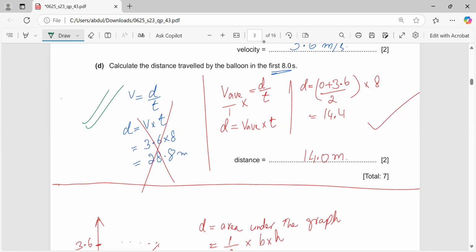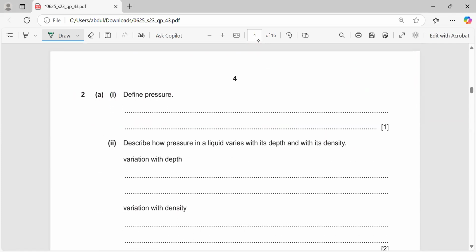So there was a reason to choose this question or this paper. All of a sudden it was not 4-1, 4-2, I chose 4-3. Anyhow, now let's move to the next question.